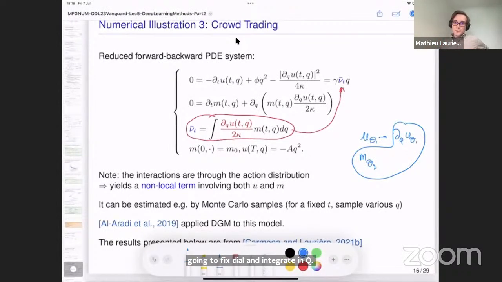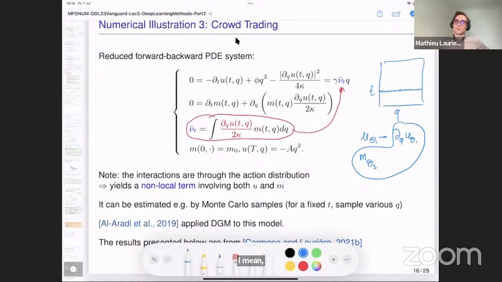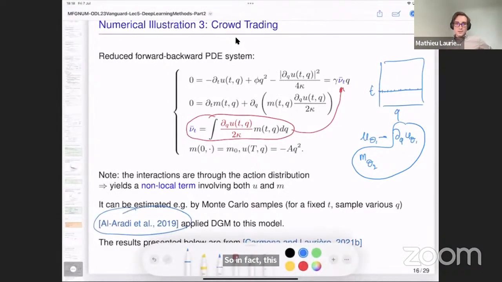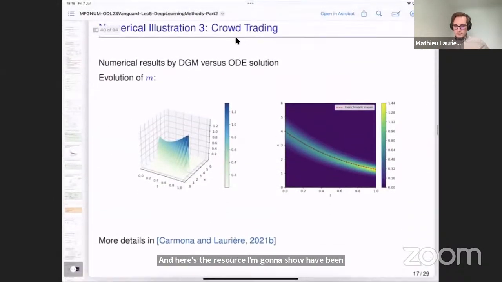So I'm going to fix time and integrate in Q. One way to do that is to use Monte Carlo samples. In other words, here you have Q, you have time, and for one given time, you need to sample various Qs randomly in order to estimate this quantity. When I say you need, I mean it's one way to do it, but maybe you can find other ways. For example, you can estimate this nu bar along the way and try to learn it, and that's maybe more efficient. In fact, this problem was solved in this paper of Al-Aradi et al. They have some way of parameterizing the neural network in a smart way. And here the results I'm going to show have been simulated directly with the basic architecture and without this trick.